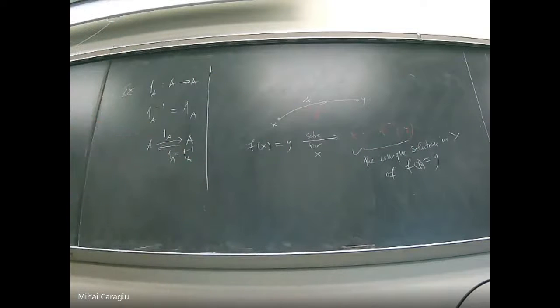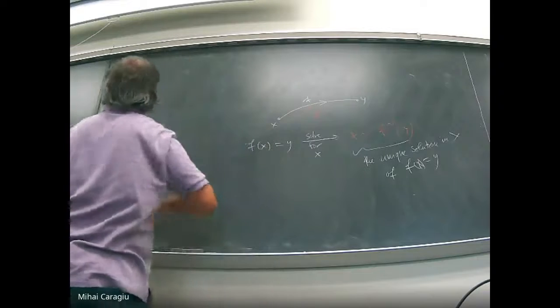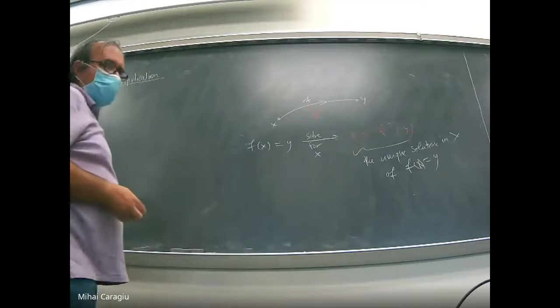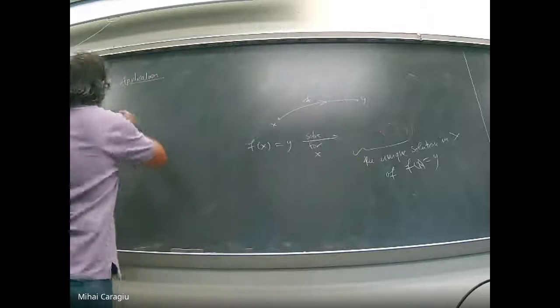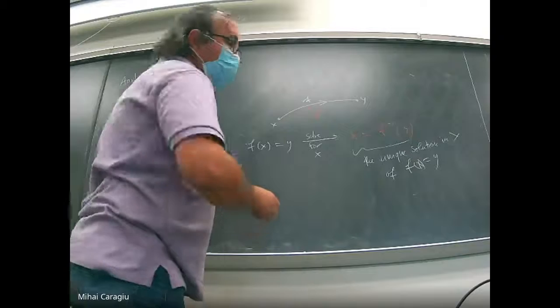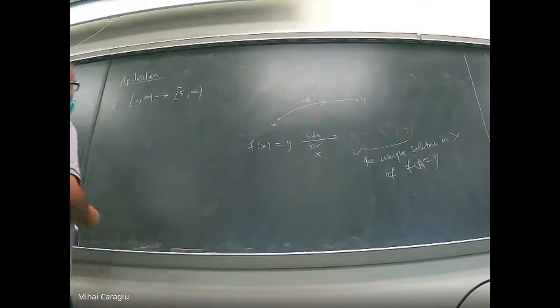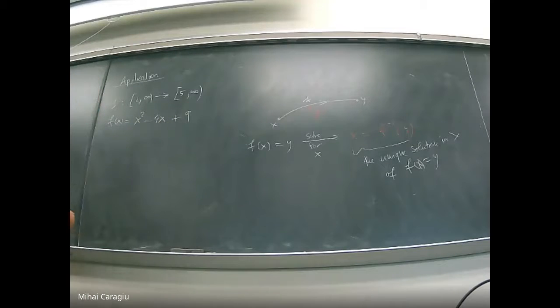Okay, with this idea, let's solve the problem. Application of this idea. So let's try to do the problem here. Consider the following function f, defined on an interval from 5 to infinity, with f of x equals x squared minus 4x plus 9. Let's prove that f is invertible and find the formula for the inverse function.